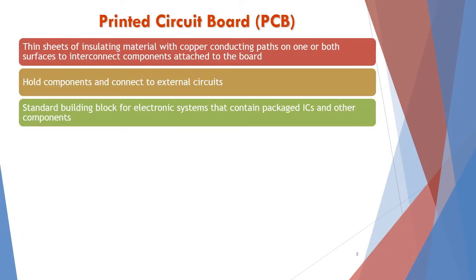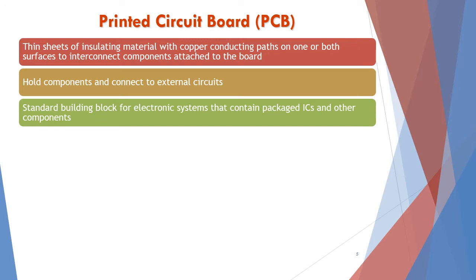The most popular interconnection of circuit board is the printed circuit board. I believe many of you have seen printed circuit boards previously. So what is a printed circuit board? PCB is a thin sheet of insulating material with copper conducting paths on one or both surfaces to interconnect components attached to the board. We are going to see this one in detail later.